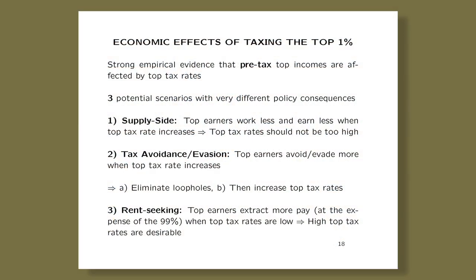So in this slide, I'm laying out 3 potential scenarios which have very different policy consequences. The first scenario, the supply side scenario, says that top earners work less and therefore earn less when the top tax rate increases. So if that's the reason for the correlation I have just shown you, that means that top tax rate should not be high. It's counterproductive to have high tax rates on top earners.